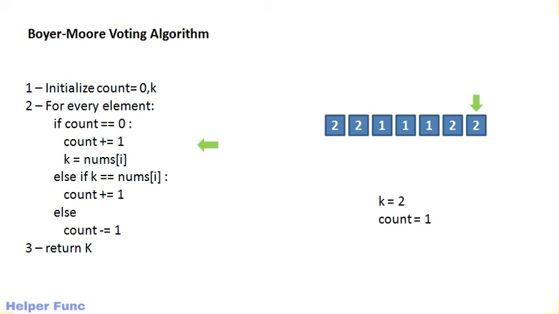Thus k is now 2 and count is 1. And now as the loop has ended, we can see that k automatically represents the majority element. Thus we return k as our answer.